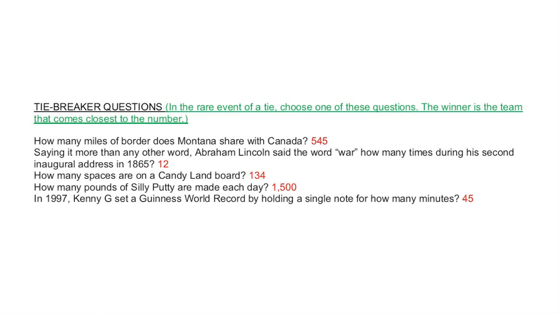This is extremely rare, but at the end of each question and answer Word document, there is a series of tie-breaking questions you can use. Unlike the other questions, these are a who can come closest to the number type question. So whichever team comes closest to the actual answer, you can go ahead and award them first place.